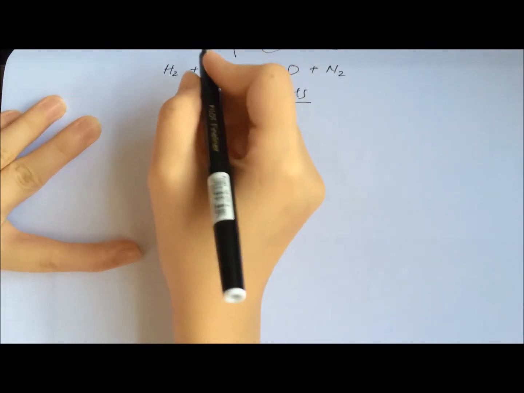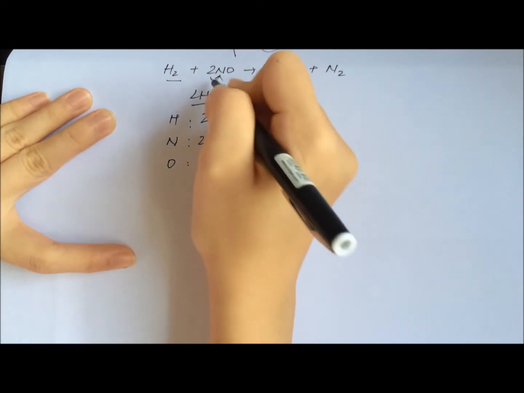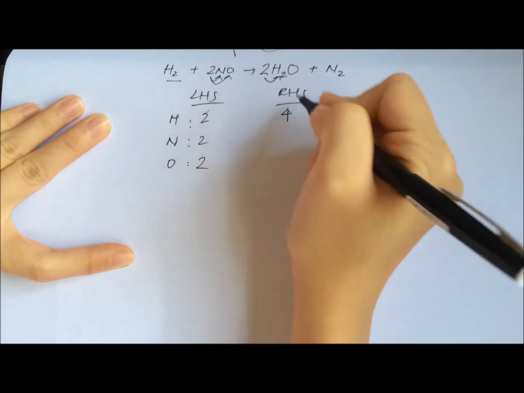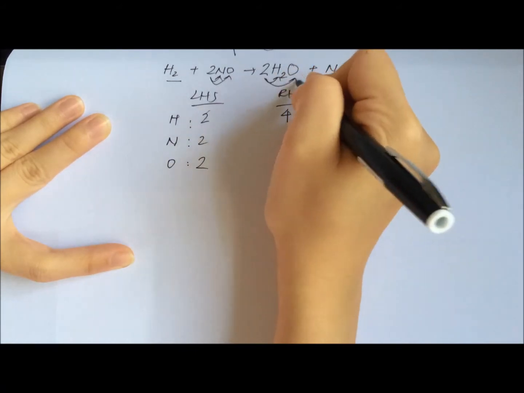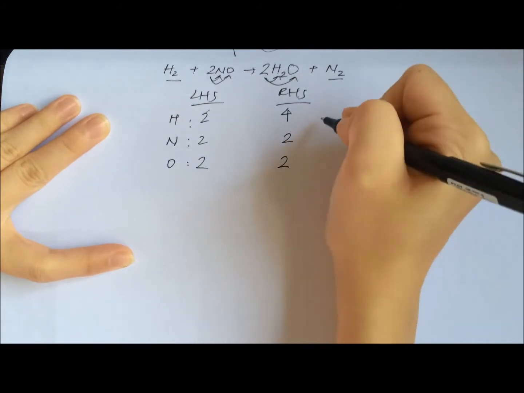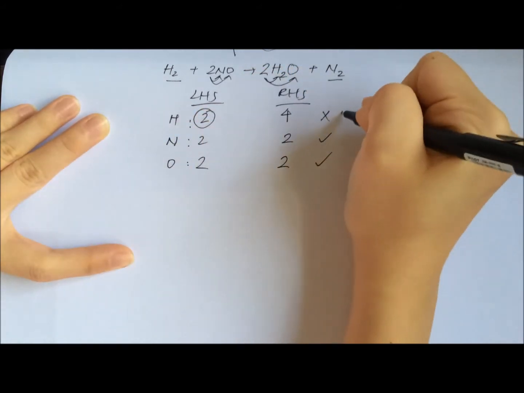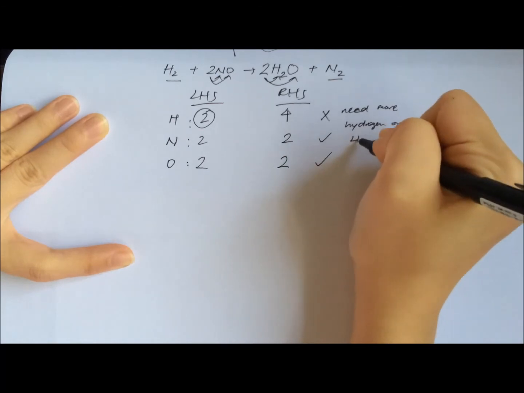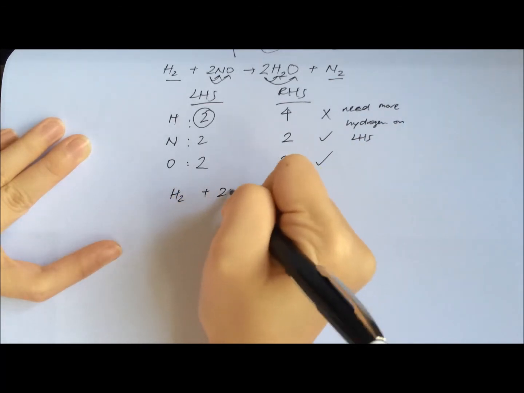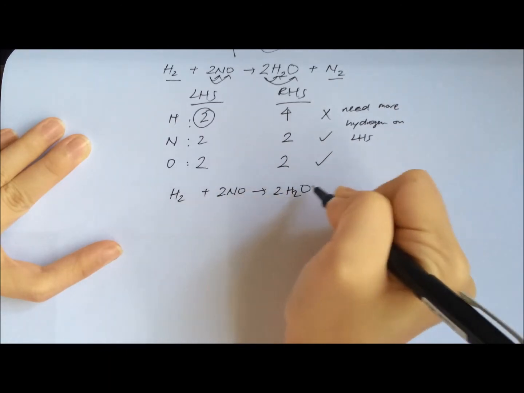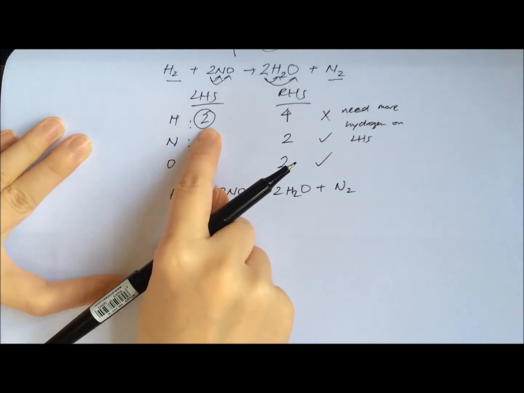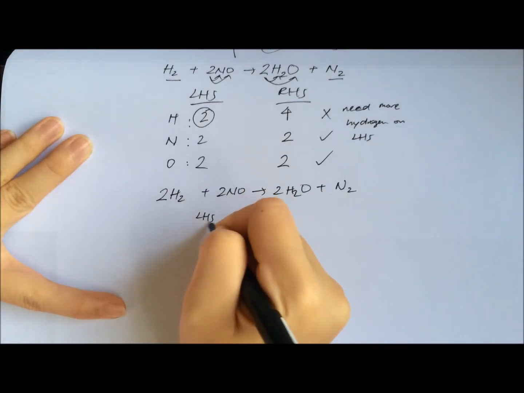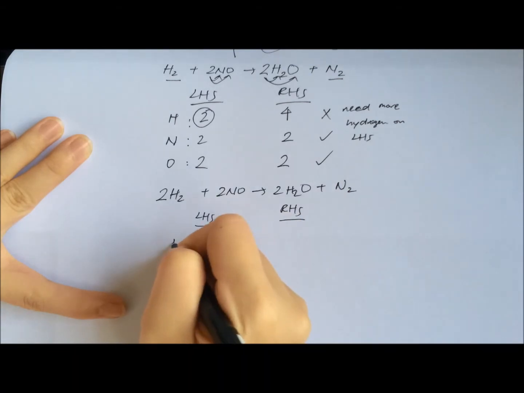And then you repeat and count. 2 hydrogen, 2 nitrogen, 2 oxygen. 2 times 2, 4 hydrogen, 2 nitrogen, and 2 oxygen. So not balanced, balanced, balanced. So need more hydrogen on the left hand side. What number should we put in front of hydrogen on the left hand side? You want to get 4, so you just put a number 2 in front because 2 times 2 will give you 4. Okay, and you can do your final check either mentally or you can write it out one last time.